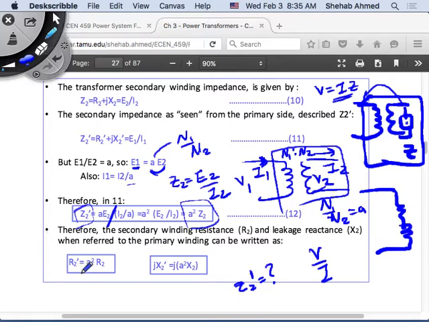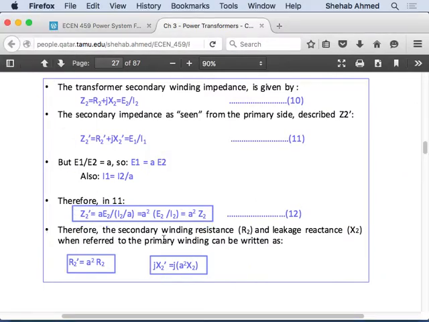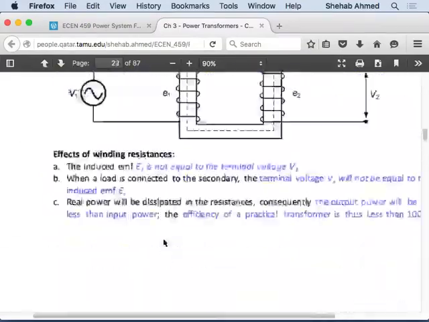So this is the secondary impedance, R2, referred to the primary side. Secondary impedance, referred to the primary side. So basically, in the problem that we were looking at, they're just asking you to apply this equation.